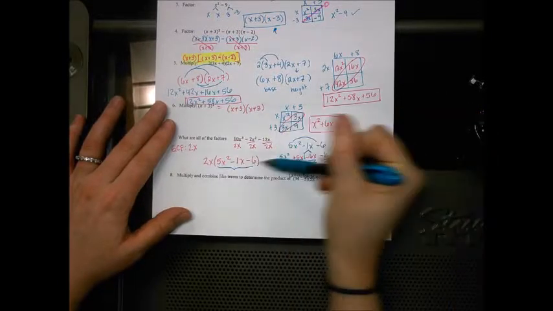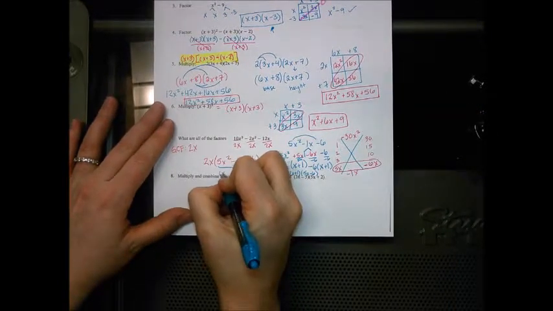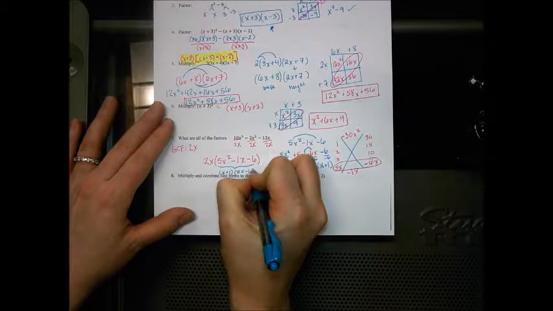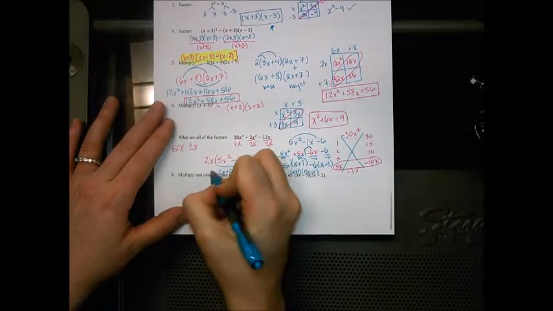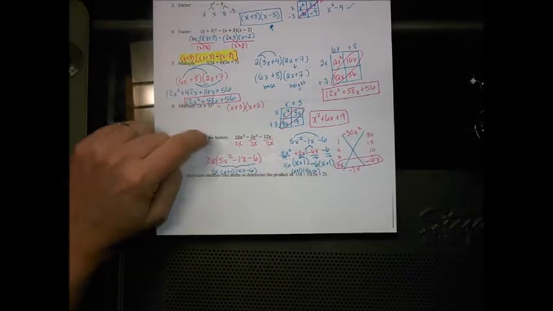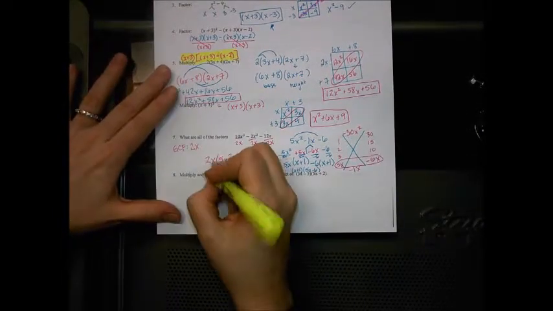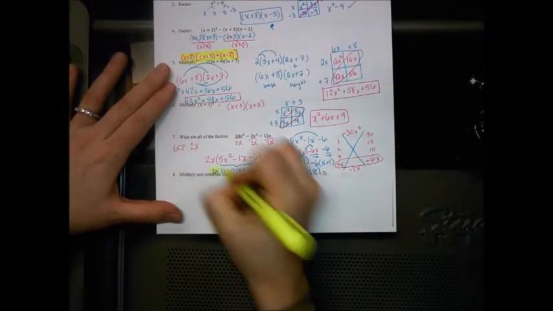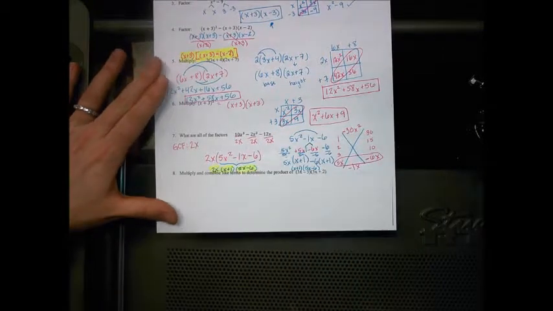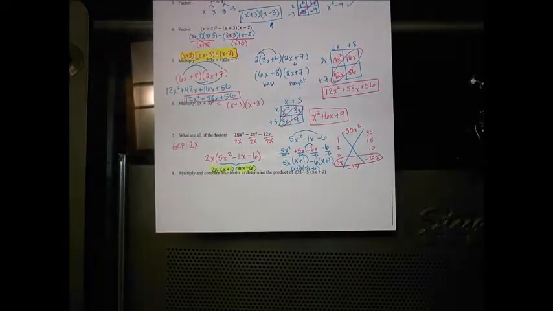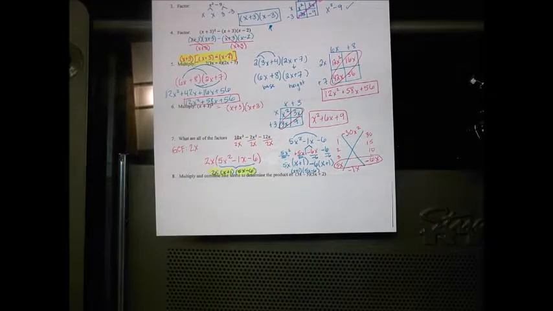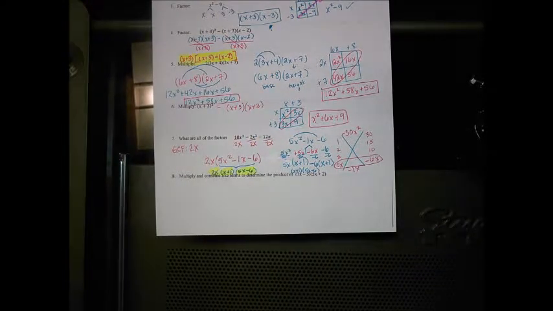So I'm going to put that right here. x plus 1, 5x minus 6. So that I remember 2x was also one of my factors. So what are all the factors of this trinomial? One of them is 2x, another one is x plus 1, and another one is 5x minus 6. Because those are the three things I multiply together to get 10x cubed minus 2x squared minus 12x.